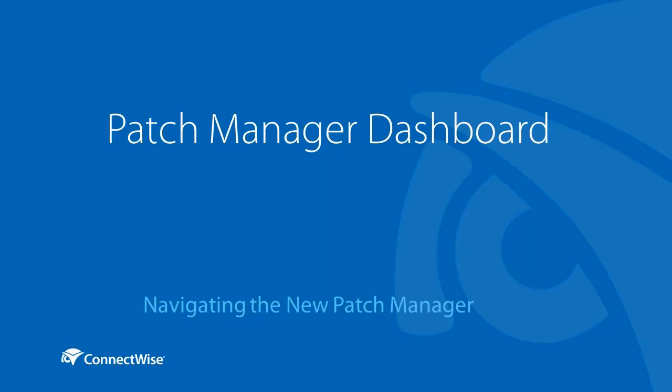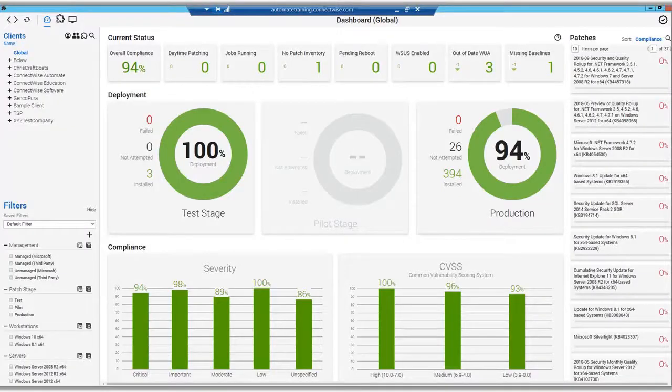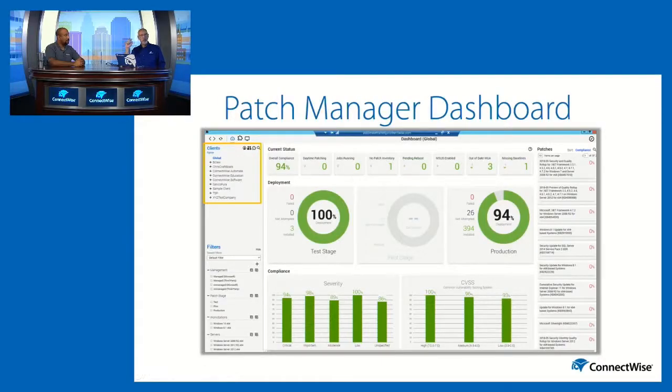This is the dashboard, and you can see the many dials and gauges on it. We're going to break these down for you right now. On the left side, in the top corner, is the clients directory, the client display. This is a filter. It allows you to pick a global view of all your clients, and that's what we have selected here. You can see global is selected in blue. It is giving us the overall compliance on the top left corner.